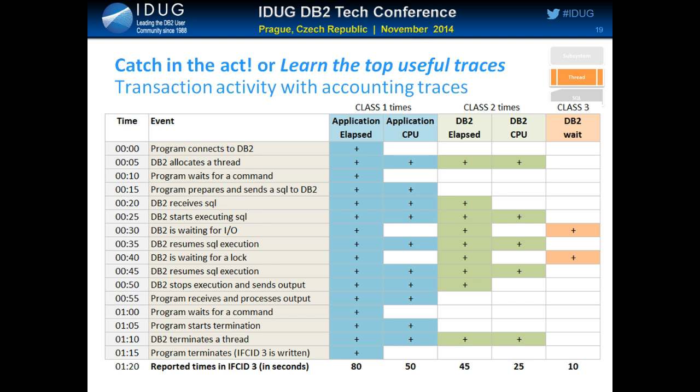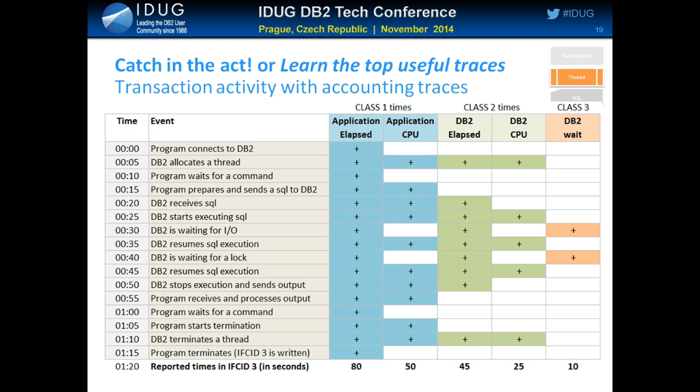So imagine that at moment 0, the program connects to DB2. This is where the application elapsed time starts for that application. You may imagine that you have a stopwatch, you turn it on, and it keeps running till the end, and then it stops. This is what you get in IFCID 3 in the end, as soon as the thread is terminated. You get really few counters, that's all you get, but this is how the time is being calculated.